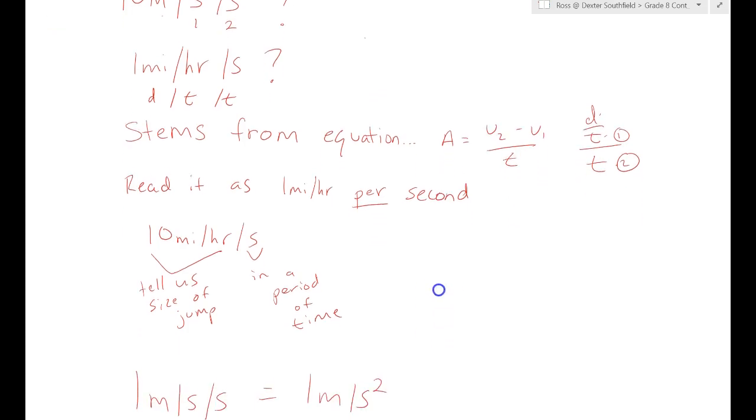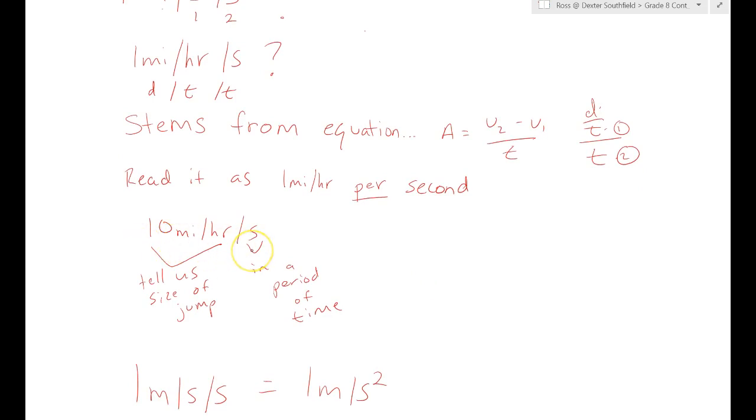So what that means is, if we're looking at the 10 miles an hour per second here, this piece tells us the size of the jump that you're making in acceleration. And the second time tells you how long the period of time is that it takes to do that jump. So what this tells us is that every single second that goes by, you're going up in speed by 10 miles an hour. So every second you go up by 10 miles an hour.